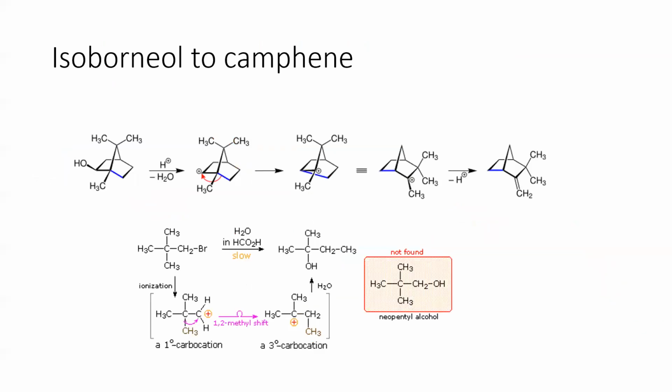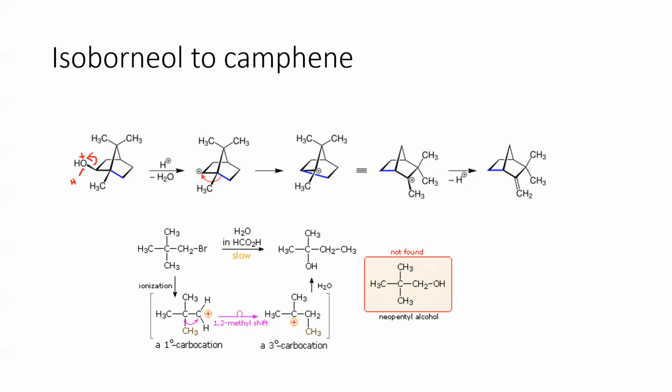Now, a typical example of Wagner-Meerwein rearrangement is as follows. This is actually isoborneol. We can convert isoborneol to camphene. Here again, there is protonated water. As protonation happens, there will be first protonation of this OH, and later the water is removed and we get a carbocation.